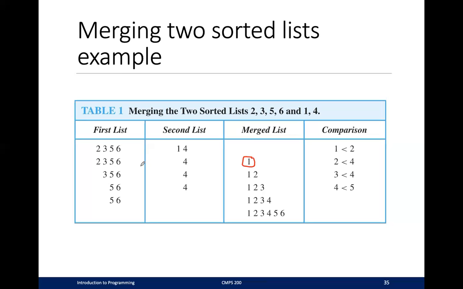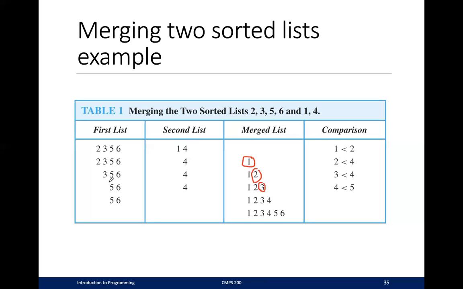Okay, and now I have 4 in the second list because I pushed 1. I got rid of 1. And I have 2, 3, 5, 6. I'm going to compare 2 to 4. Since 2 is smaller, I'm going to put it as the second element in the merged list. And now I have 3, 5, 6, and 4. I'm going to compare 3 to 4, the beginning of this list to the beginning of this list. That gives me 3. And then I have 4 and 5 and 6.